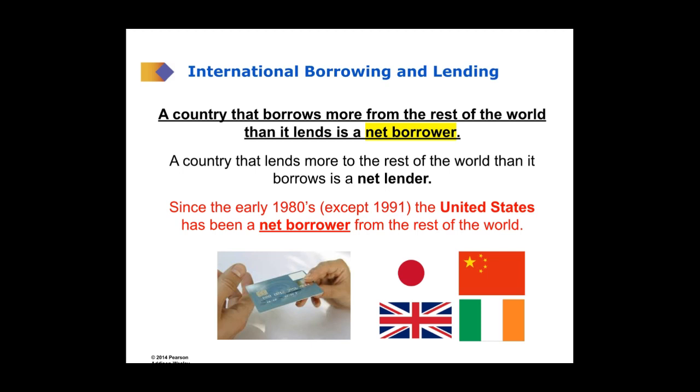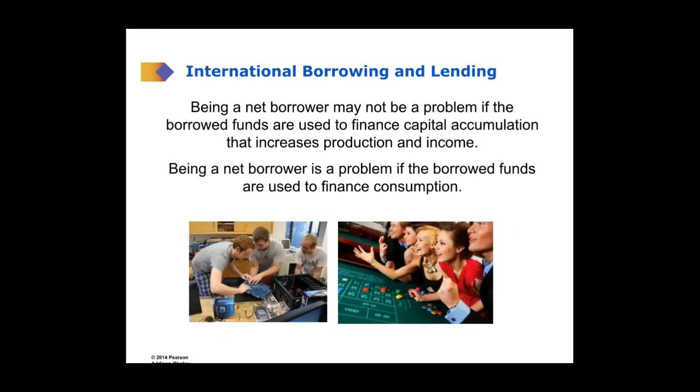The United States debt at the end of 2020 was $28 trillion, and so where does that money come from? Some of that money comes from within the United States, but some of that money is borrowed from other countries. The biggest holders of United States government debt are Japan, China, England, and Ireland. And so since the early 1980s, the United States has been a net borrower, borrowing more from other people than we're lending. Now, that's not a problem necessarily.